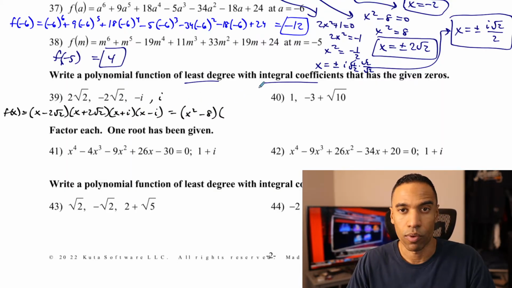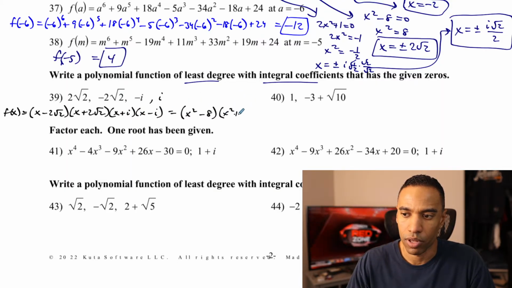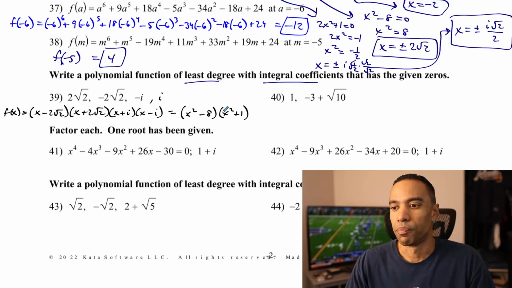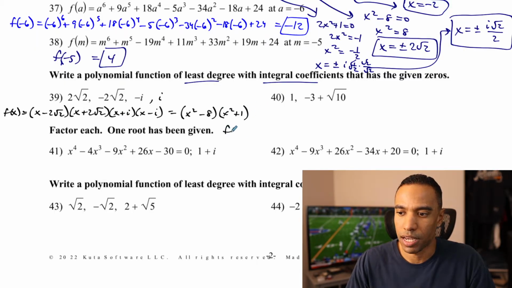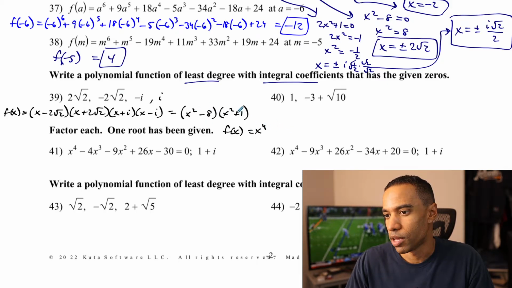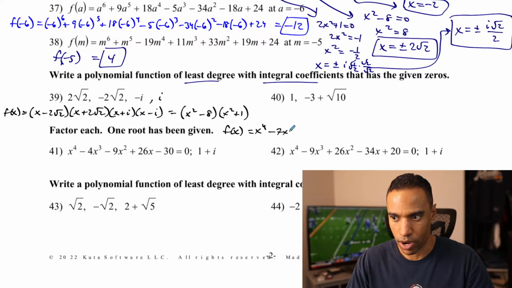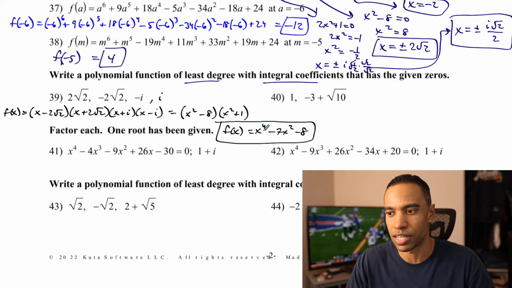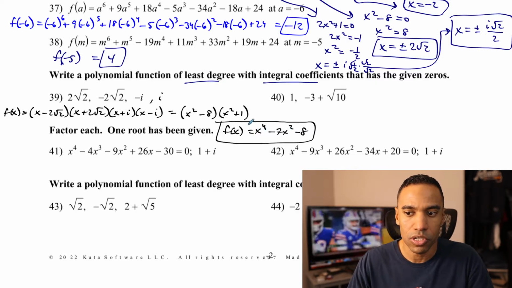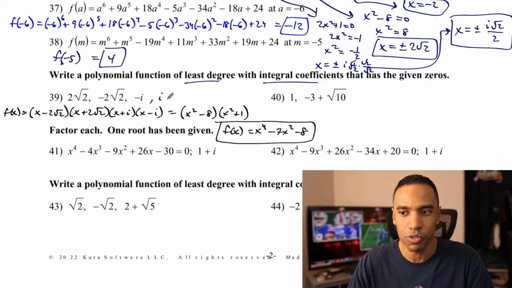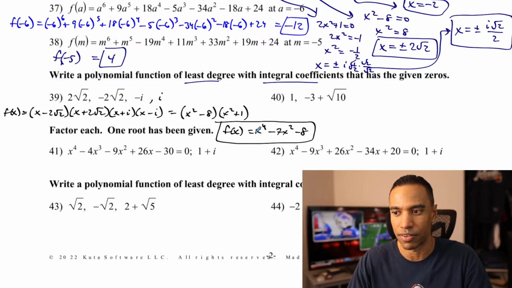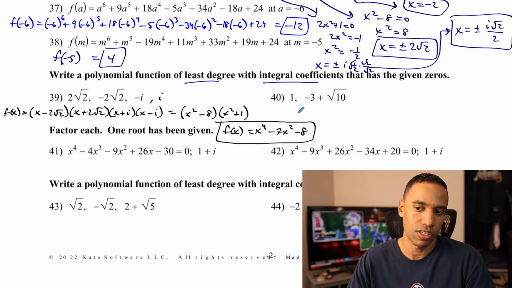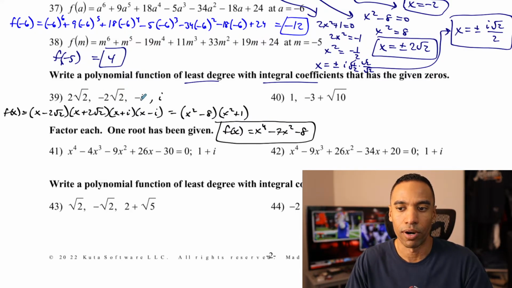i squared is -1, subtract -1, that is plus 1. So, expanding a little bit more, that becomes x to the 4th plus 1x squared minus 8x squared is -7x squared, and then minus 8. That is what that is in standard form, meaning if you set this equal to 0 and solved, you would get these 4 solutions here. But I needed i for this to give us integral coefficients, and this is the least degree it is. It's a quartic. There are 4 of these.